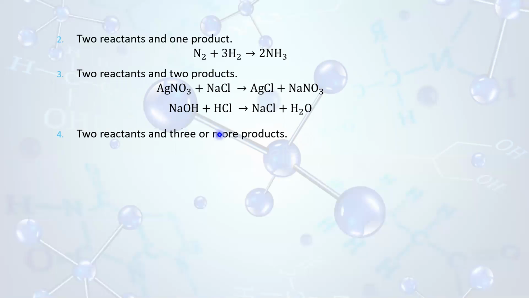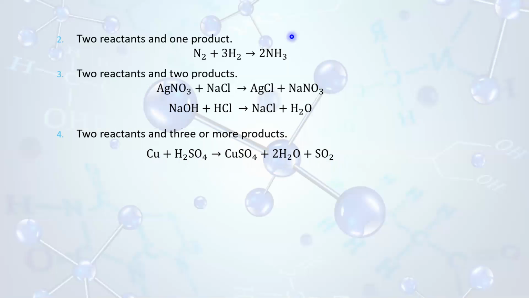Finally, we have the type of reaction with two reactants and three or more products. For example, the reaction of copper and sulfuric acid. The products are copper sulfate, water, and sulfur dioxide. So, two reactants on LHS, copper and sulfuric acid. And how many products are there? Three products: copper sulfate, water, and sulfur dioxide.